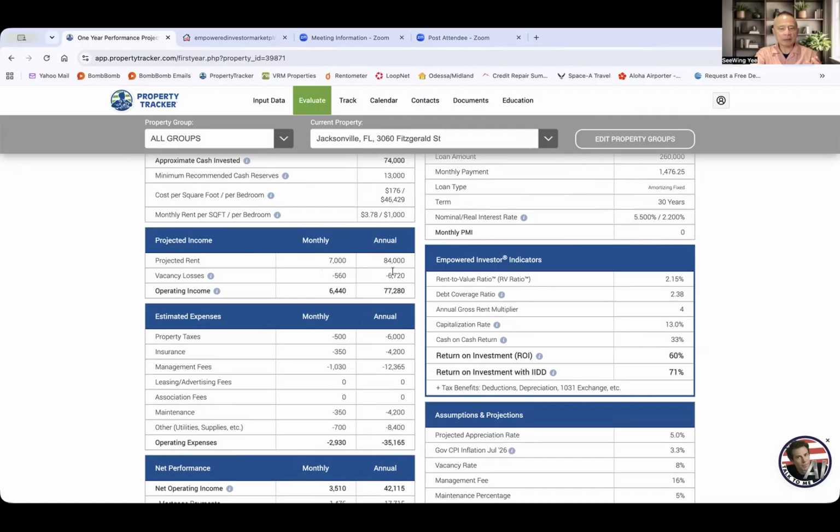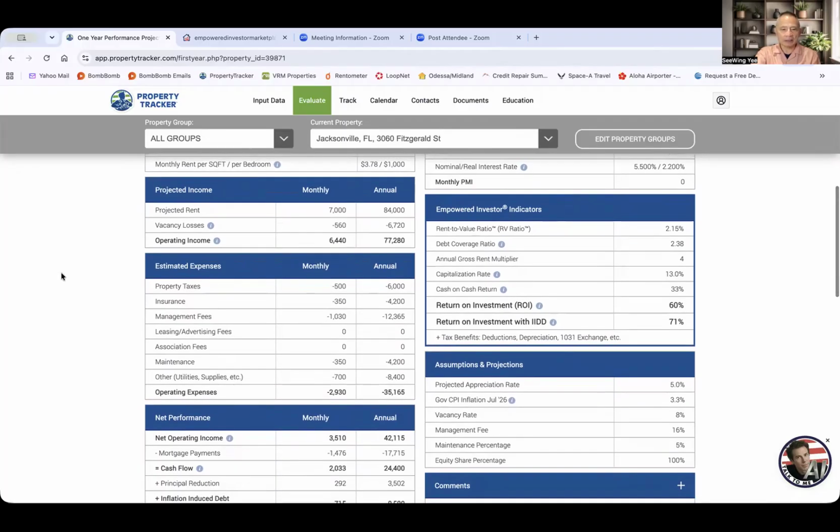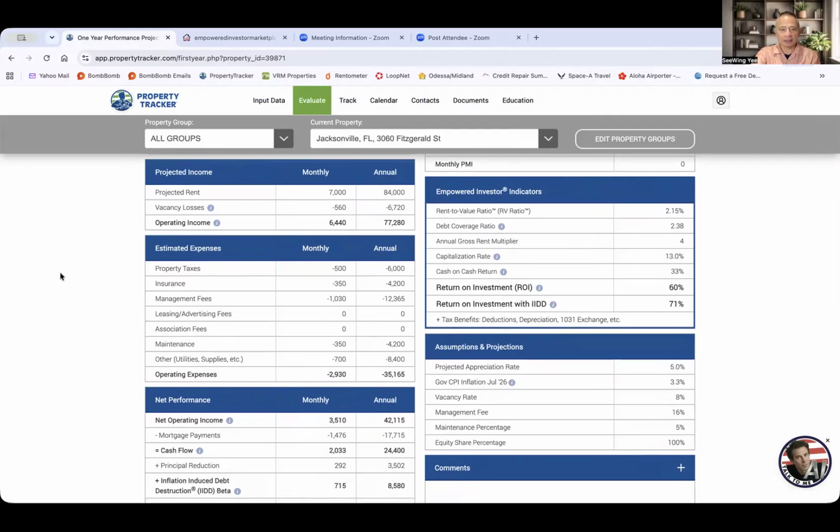So co-living is amazing. It's an amazing asset class. It's the fastest growing asset class in the country. For the foreseeable future, we are just at the tip of the iceberg, at the beginning of this amazing trend, amazing asset class, right?